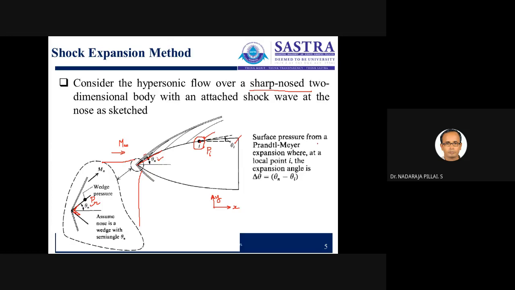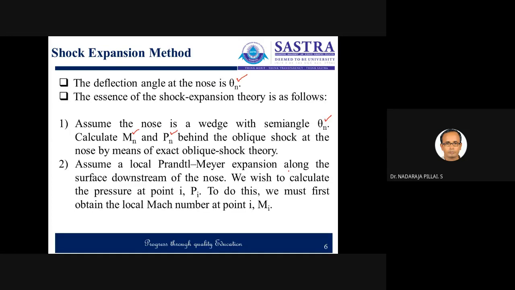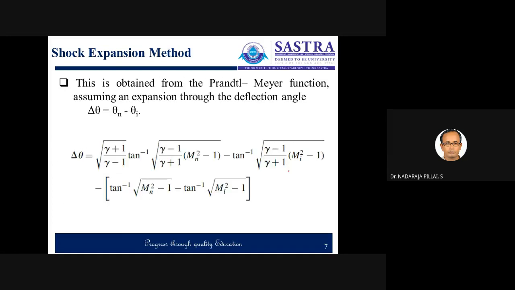Here, for the surface pressure from a Prandtl Meyer expansion at a local point I, the expansion angle del theta is equal to theta n minus theta I, right? We have considered this as a Prandtl Meyer expansion, and hence we can equate del theta to theta n minus theta I. So we can calculate with this basic relation, correct? So del theta is equal to theta n minus theta I.